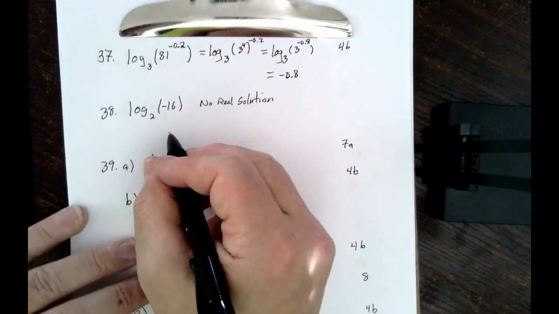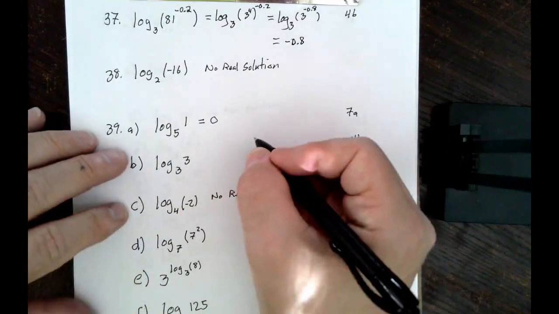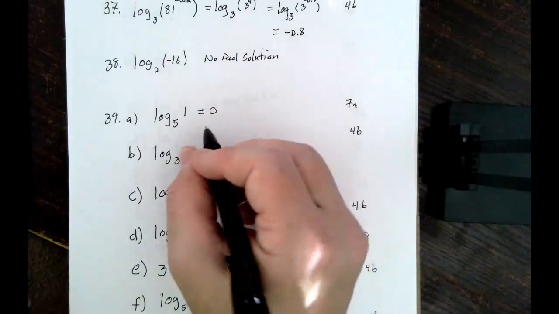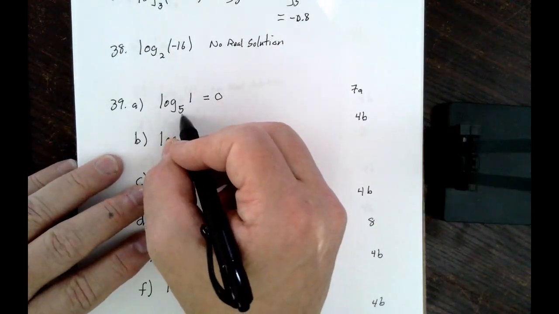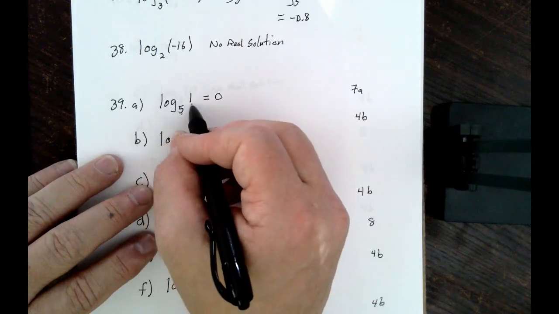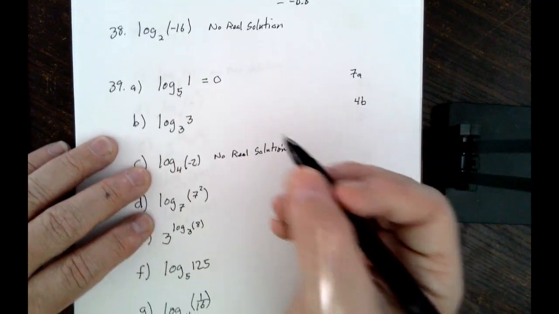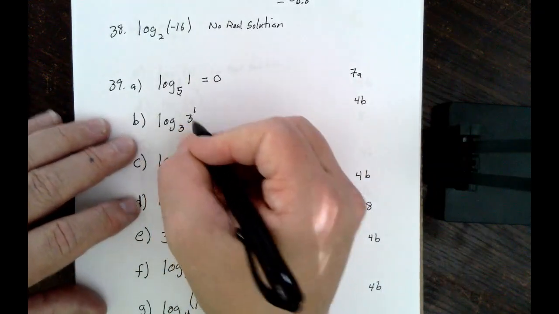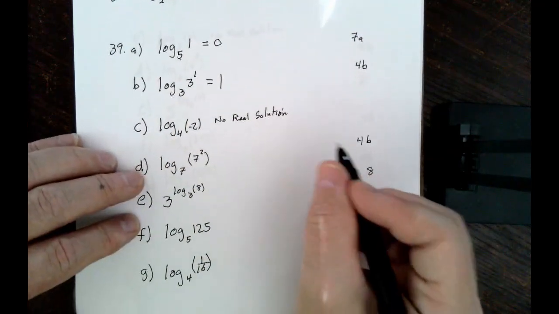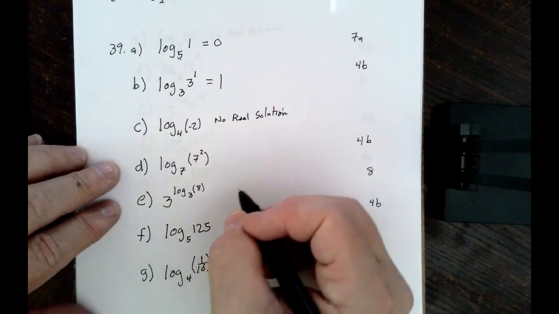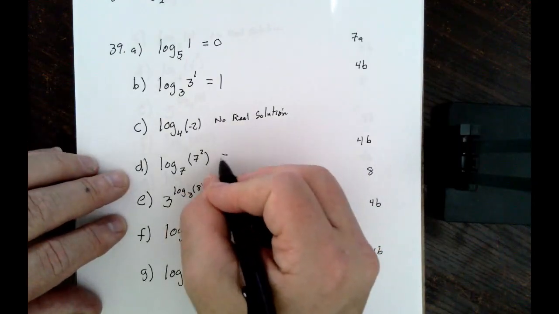Okay, you can't take the log of a negative number, so that one doesn't give us a real solution. Rule 7 says if you take any log with any base of 1, you just get 0. Log base 3 of 3 to the 1 is just 1. You can't take the log of a negative number, it doesn't give you a real answer. This one is just 2.